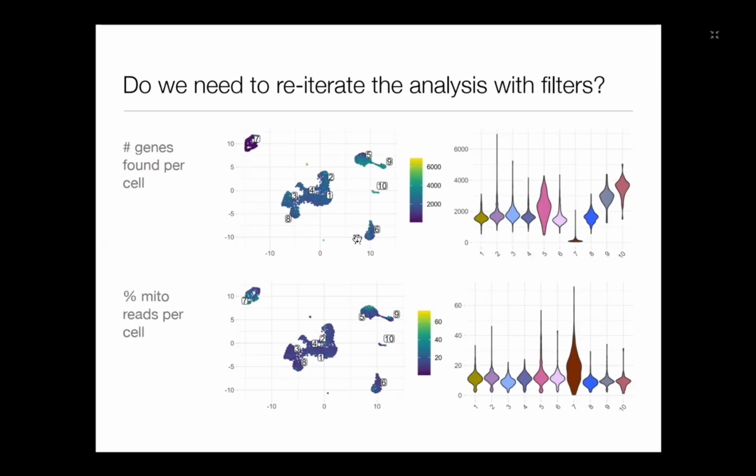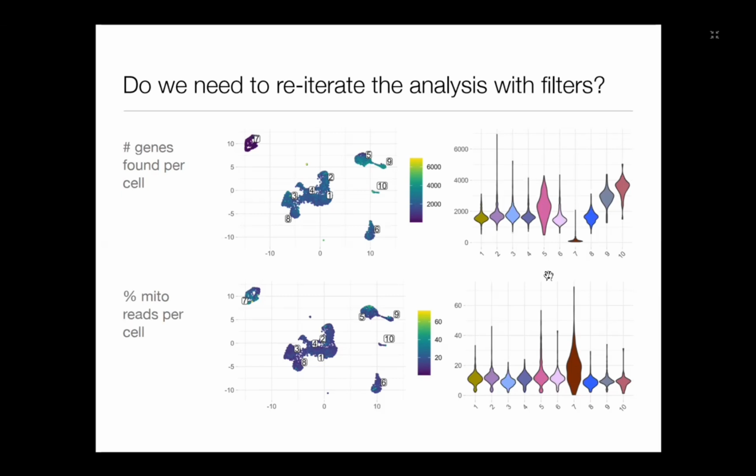So now, I told you I'm coming back to the QC later on again, and now is the point. Now we have clusters, and I can check again, do I find any low quality clusters? So for every cluster, I can plot the QC measures we have determined in the beginning. On the top, I plot the number of genes found per cell, and in the bottom, the percentage of mitochondrial reads. In the UMAP, the cells are colored by the respective numbers, and then we have the violin plots for a bit more of a numeric feeling.